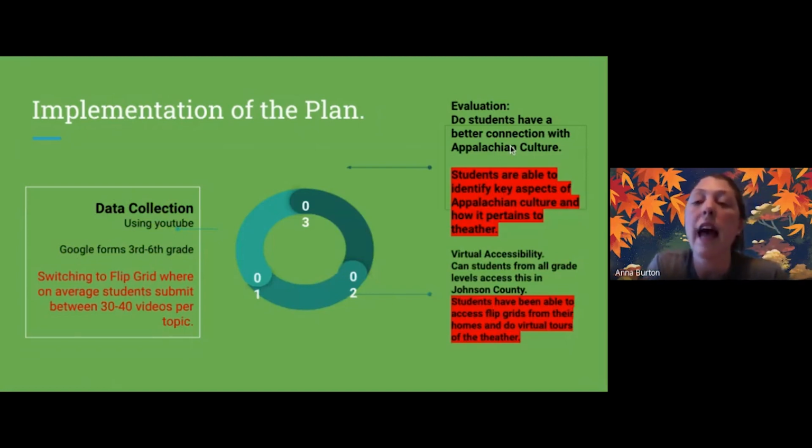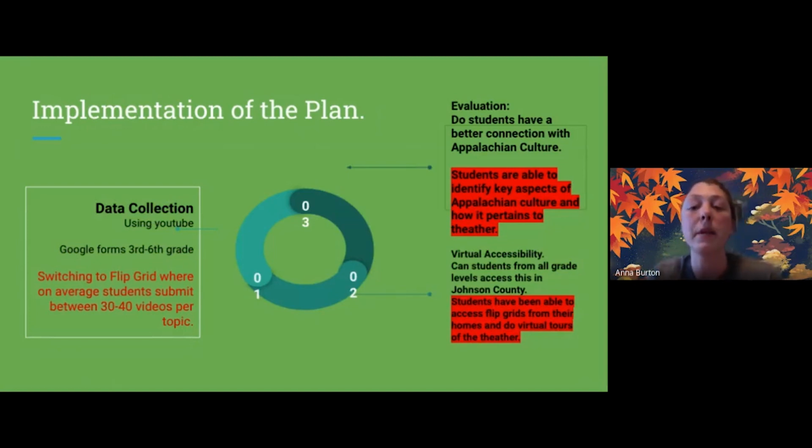We're going to look over here at our evaluation. Do students have a better connection with the Appalachian culture? Students are able to identify key aspects of Appalachian culture and how it pertains to theater. What I mean by that is storytelling is very popular. It's a very popular pastime in this area. Students have picked up certain mannerisms, and they're getting more and more comfortable in front of the camera.